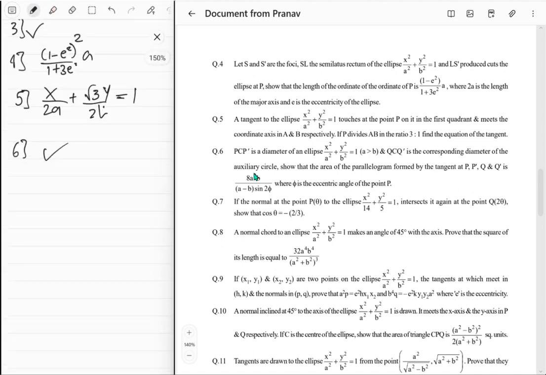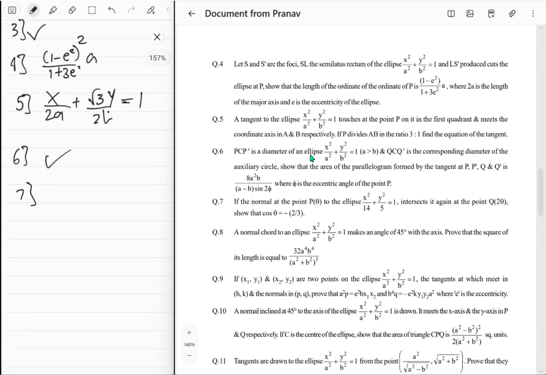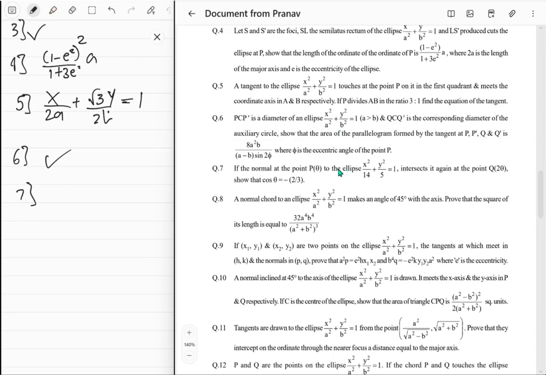6th is done. 7th. If the normal at point P to the ellipse intersects it again at point Q, show that cosine theta is equal to negative 2/3. Oh, it's 2 theta, huh? Weird. Okay, no big deal. So the normal at P intersects it again at this point. Okay, fine. What's the normal?